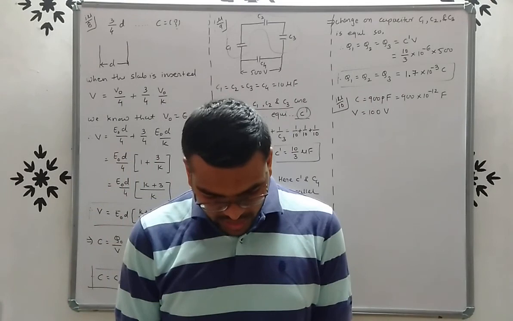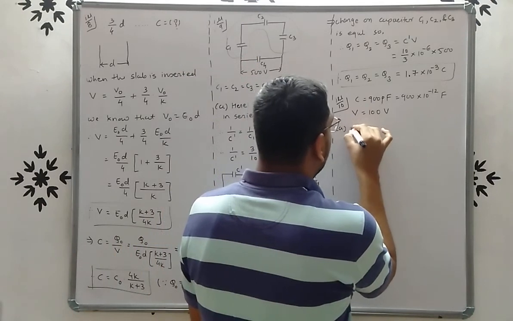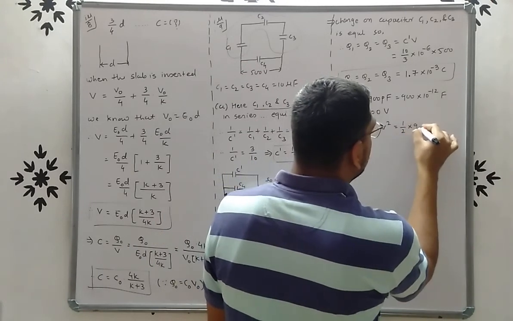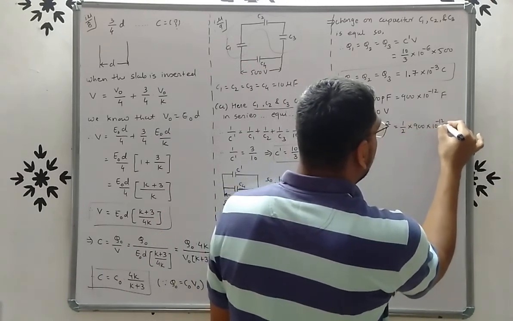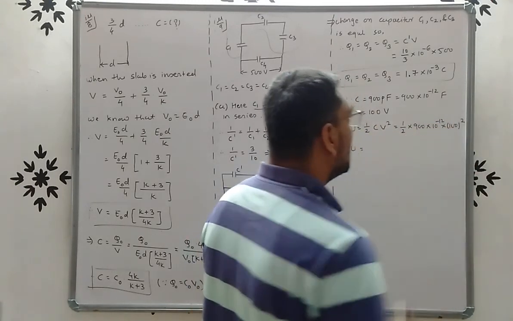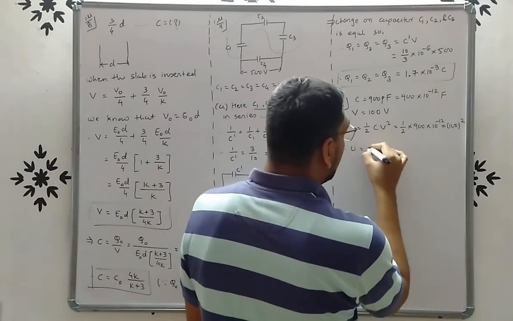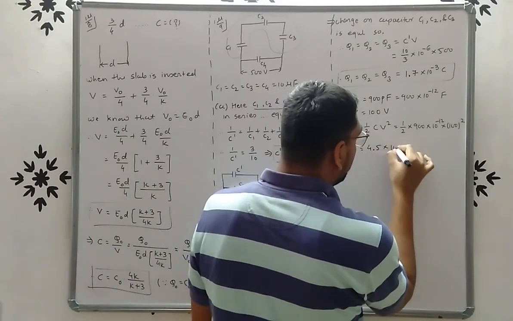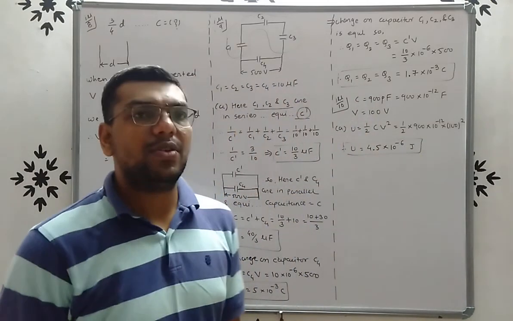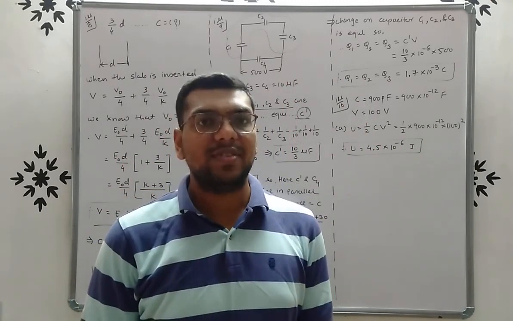Part A: How much electrostatic energy is stored by the capacitor? So we already know that energy stored by a capacitor, U, is equal to 1 by 2 CV square. So 1 by 2, value of C 900 into 10 raised to minus 12, into V square, 100 whole square. After solving this we get energy 4.5 into 10 raised to minus 6 joule. Right? So this is very simple. We have to find out the energy stored by this capacitor. We know the formula U is equal to 1 by 2 CV square.